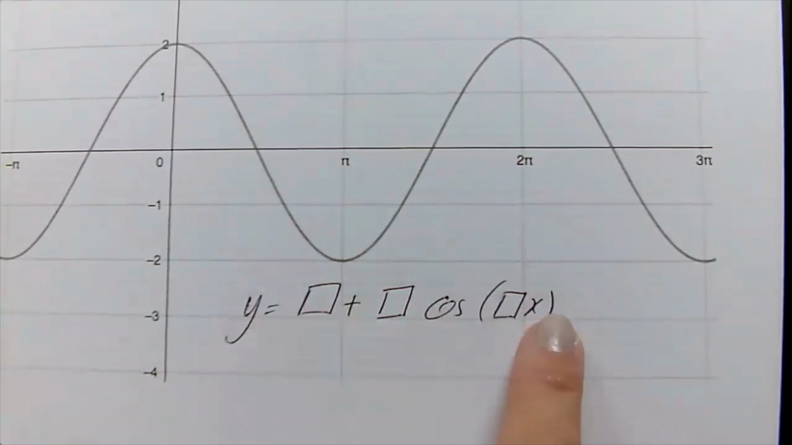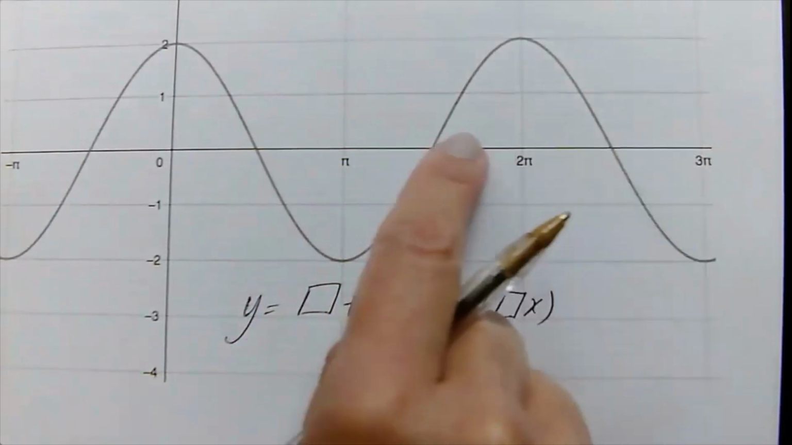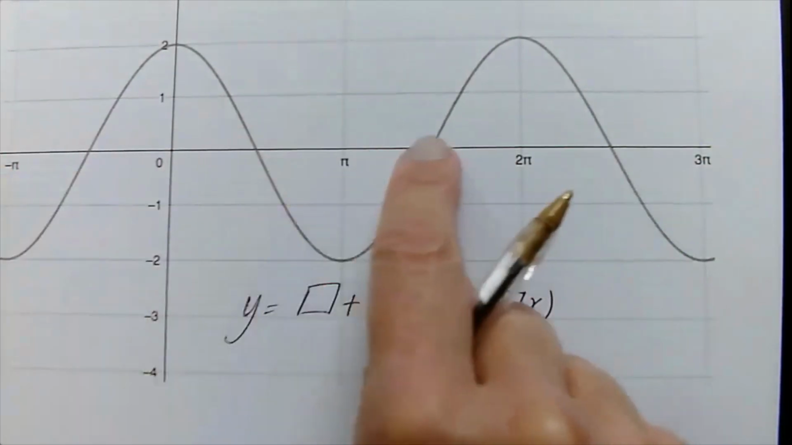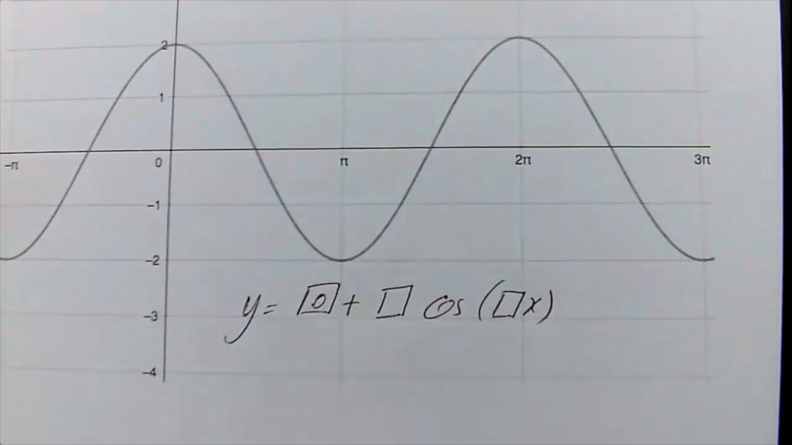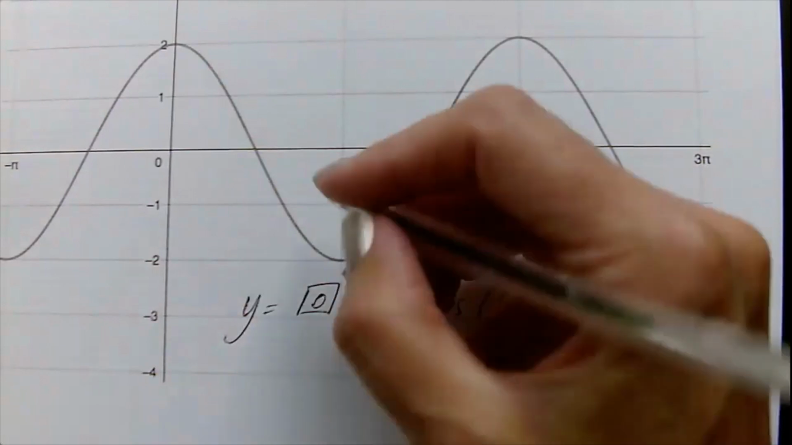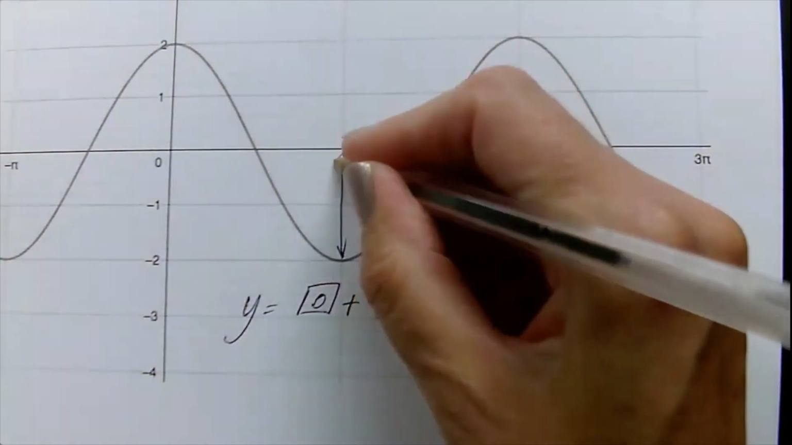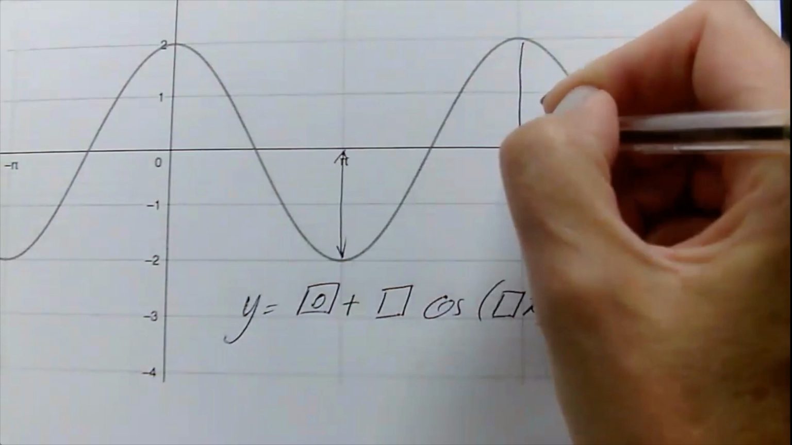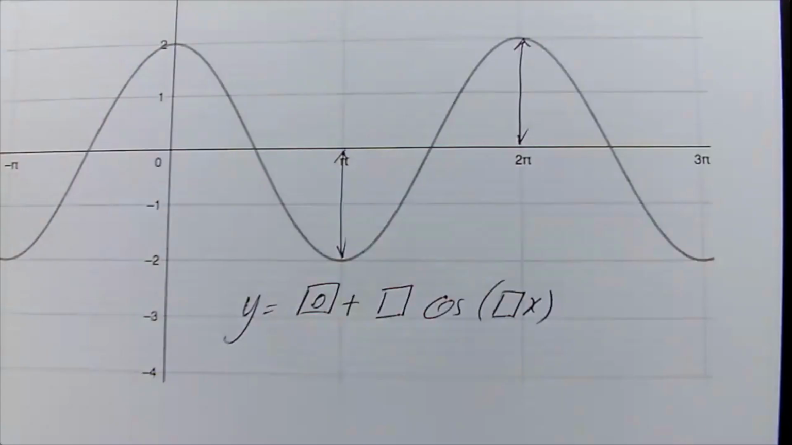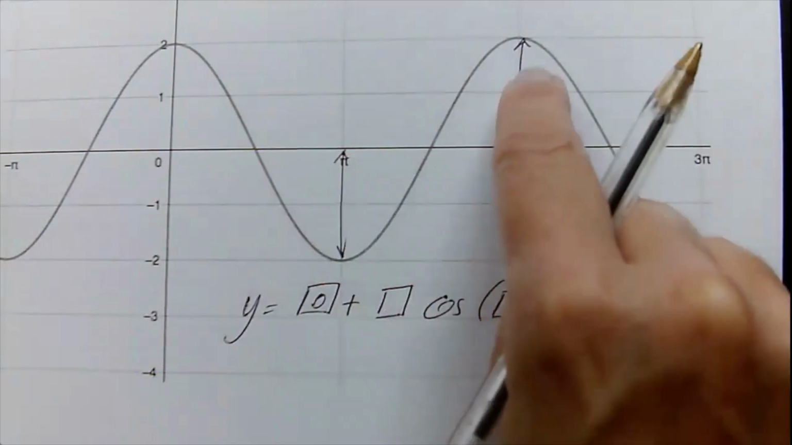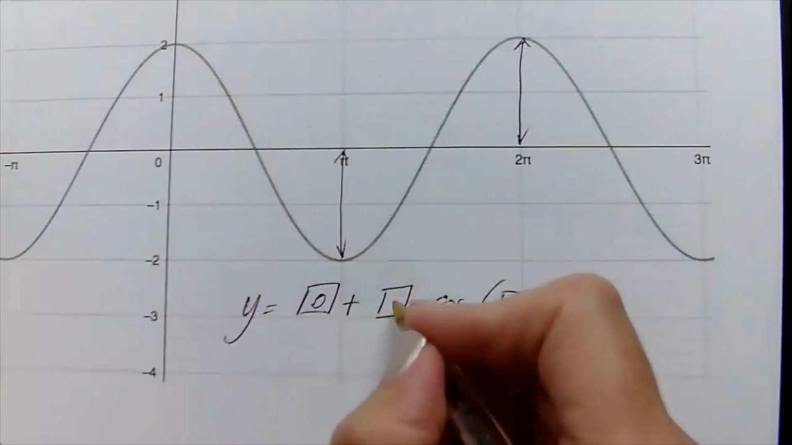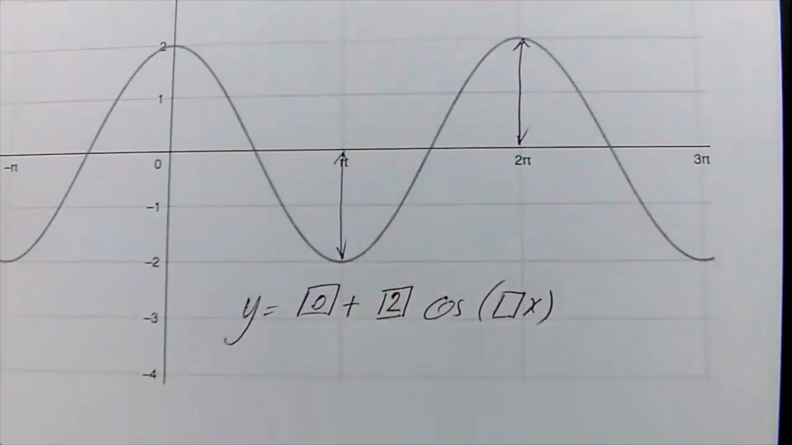Right, figuring out what each of these boxes are. The first one, of course, is the midline equation. The middle line in this graph we can see is right along here, and again is at 0, so we can sub that in. Now this time we want the amplitude. Now the amplitude is the distance between that midline equation and the highest and lowest points on the curve, so the max and the min. So there we go. This time it is a distance of 2 units. So that's 2. There's a stretch of 2 on that curve.